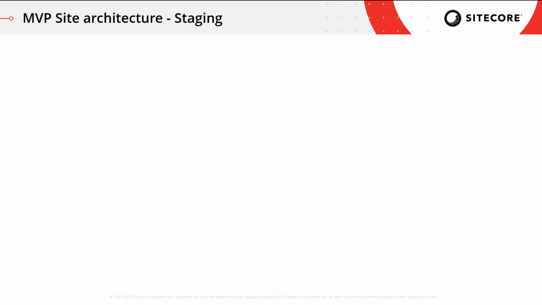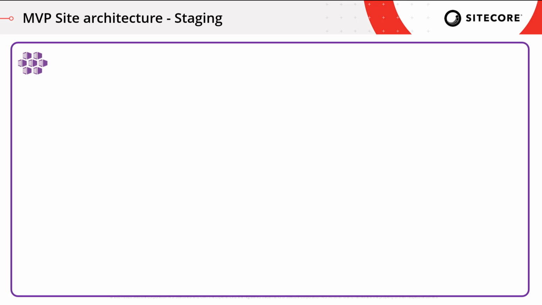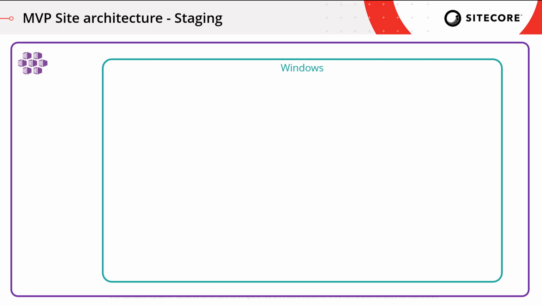So let's take a look at the architecture we're going to be deploying to. In this case, it's going to be our staging server. So we're going to start off with our AKS cluster, which is going to house the Sitecore instance we're deploying. Next, we're going to set up our node. This is a non-production staging server, so we're just going to use a single Windows node as we don't need high availability for our non-prod site.